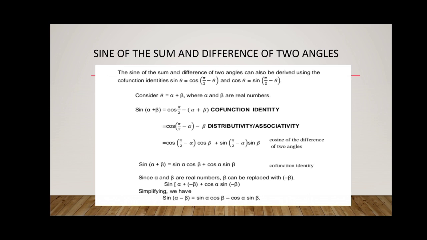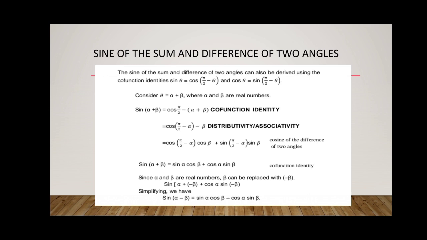Consider theta is equal to a plus b, where a and b are real numbers. Sine a plus b is equal to cosine pi over 2 minus a plus b, which is the cofunction identity, is equal to cosine pi over 2 minus a minus b. We use the distributivity or associativity: cosine pi over 2 minus a, cosine b plus sine pi over 2 minus a times sine b, cosine of the difference of two angles.